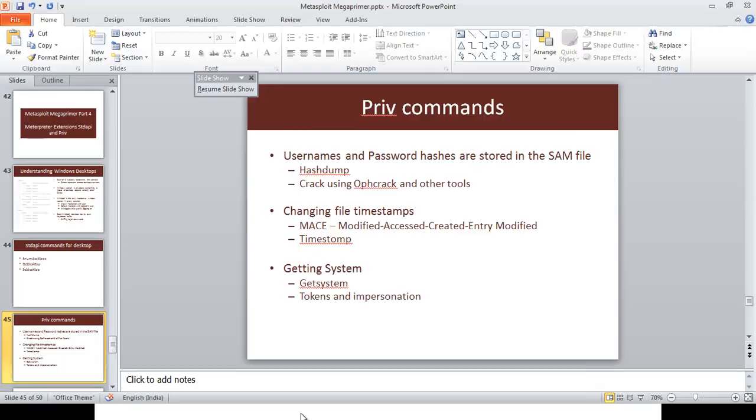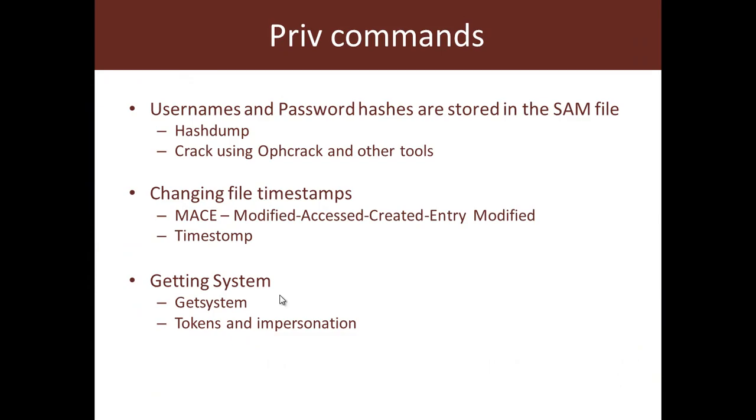So what do I mean by MACE? Well, very simply, MACE stands for the modification time, the file access time, file creation time, and when the file entry was modified on the file system. Now, what one needs to do is modify all of these values to ensure that it feels as if this file was not created because of a hack, but was maybe on the system already.